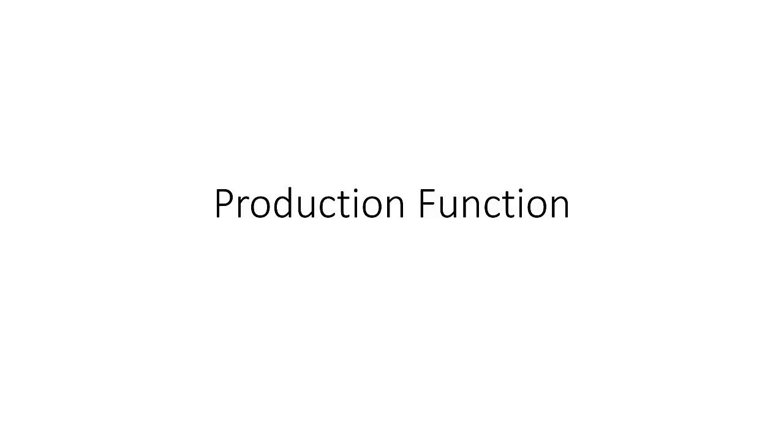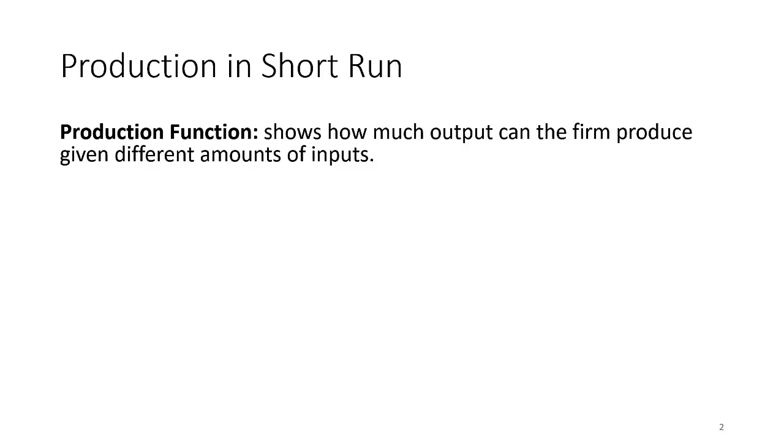In a production function, we try to put the inputs and outputs together. Let's try to understand it. So what is a production function? It shows how much output the firm can produce given different amounts of inputs. Now what is the output and what is the input?